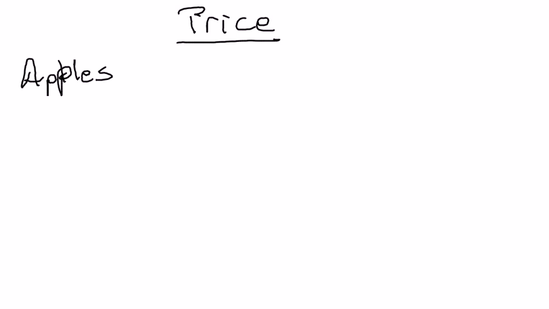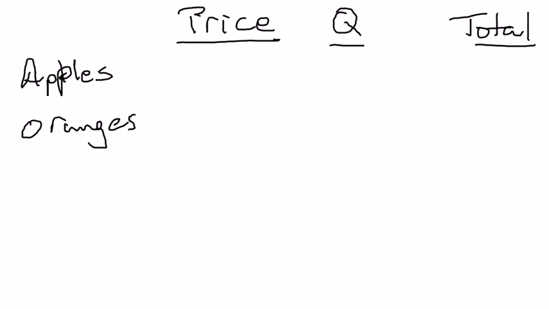So for example, let's put price here. We'll have apples, and we'll have oranges. And over here we'll have quantity. Let's erase that and give myself a little bit more room here. I'll put Q for quantity, and then total. Right. So we're going to have a very simplified economy where it's just apples and oranges. We don't want anything complicated.